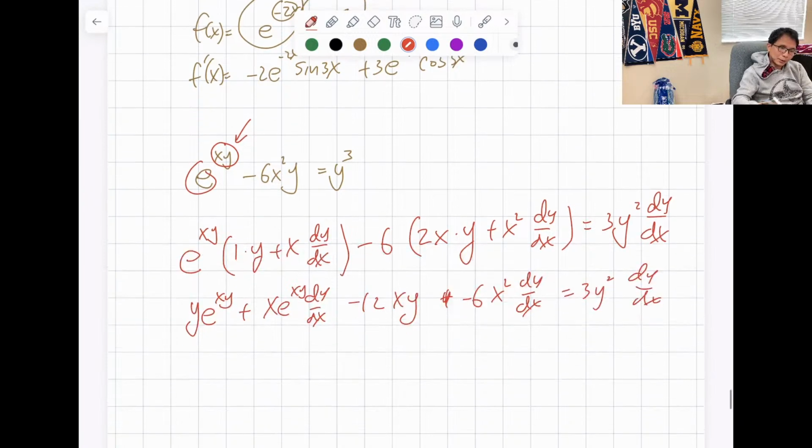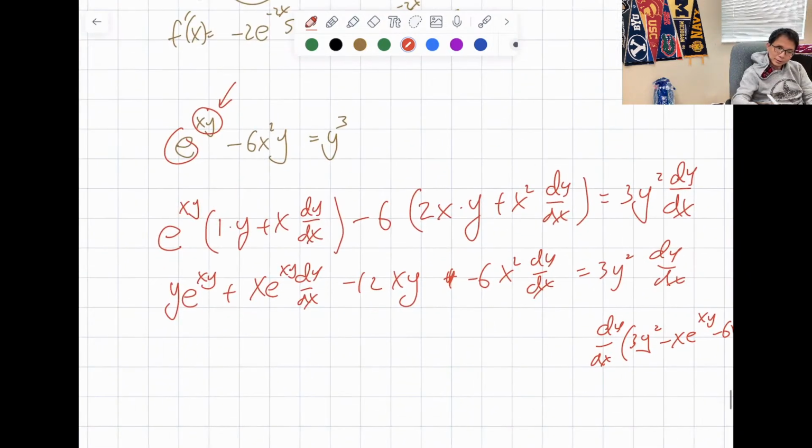Now you can move it to the other side. So I'm going to factor out dy/dx on the other side. And that's going to be 3y² minus x e^(xy) minus 6x². Does that make sense?